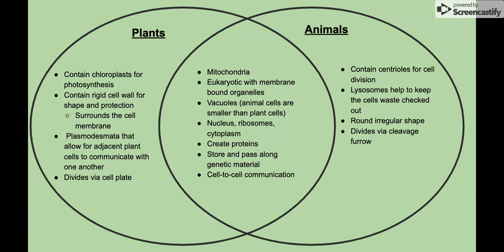Plants also contain chloroplasts for photosynthesis, like I talked about at the beginning. That's a pretty basic review, but it covers the necessary things. There's not much else that you would need to know. So I hope that helped you as a review of plant and animal cells.